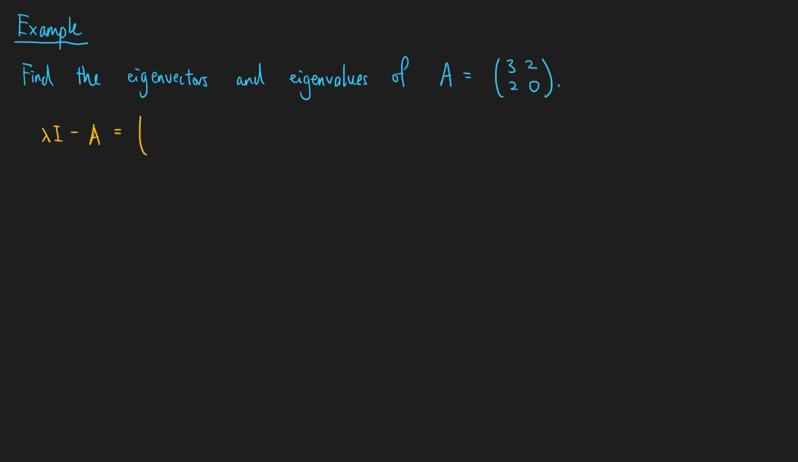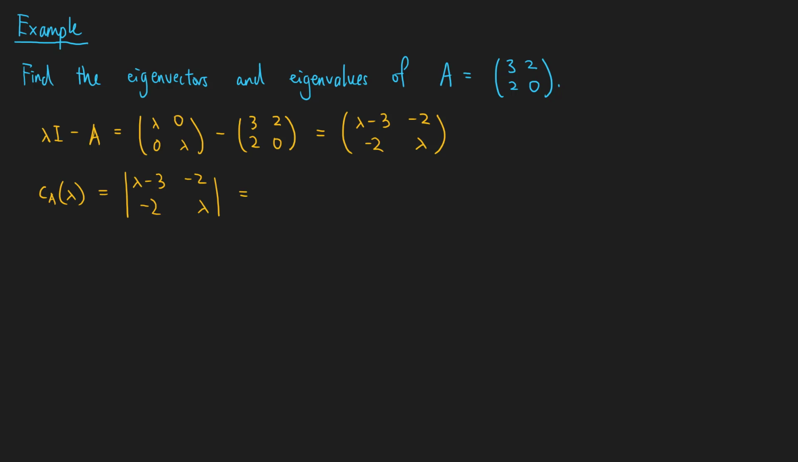As an example, we want to find the eigenvectors and eigenvalues of the matrix A which has entries 3, 2, 2, 0. Lambda I minus A equals the matrix lambda, 0, 0, lambda minus the matrix 3, 2, 2, 0, which equals the matrix lambda minus 3, negative 2, negative 2, lambda. The characteristic polynomial of A is the determinant of this matrix, which equals (lambda minus 3) times lambda minus negative 2 times negative 2.